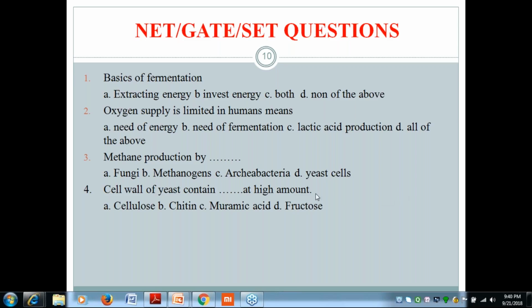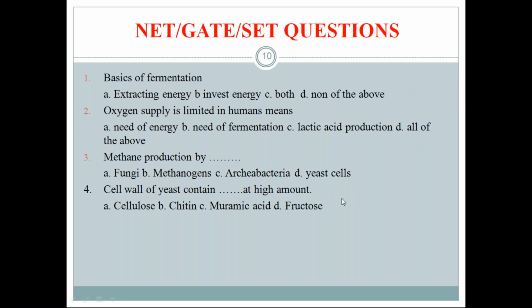Now cell wall of yeast contain at high amount cellulose, chitin, muramic acid, and fructose. So simple answer is B. Venkateshwaran is saying B. Yes, cell wall of yeast contain chitin at high amount. Venkateshwaran's answer is good. Yes, Akanksha, B is the answer. Now we are moving to next slide.